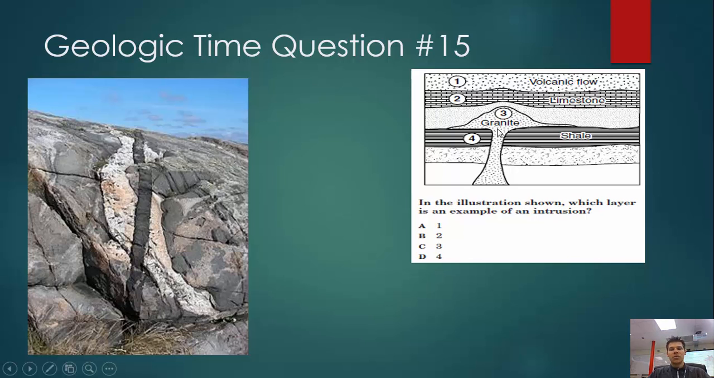And remember, intrusions are always the igneous rocks, and granite was the phaneritic igneous rock that comes from the cooling of magma under the ground. And we see shale here, a sedimentary rock, limestone, another sedimentary rock. So our best answer is C, number 3.